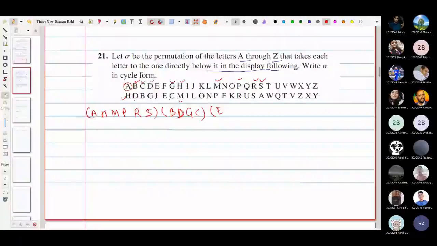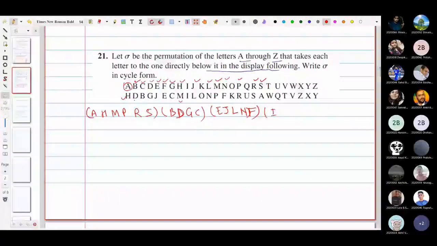You can take E goes to J, and then J goes to L, and L goes to N, and then N goes to F. Okay, where is F then? F goes to E. Okay, so we have 3 cycles until now. Of course, they are going to be only disjoint cycles. So we have F here. No, F I think we have done.